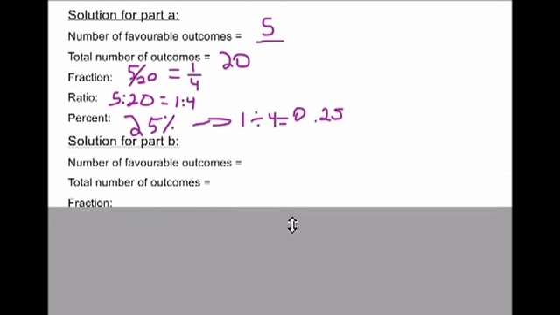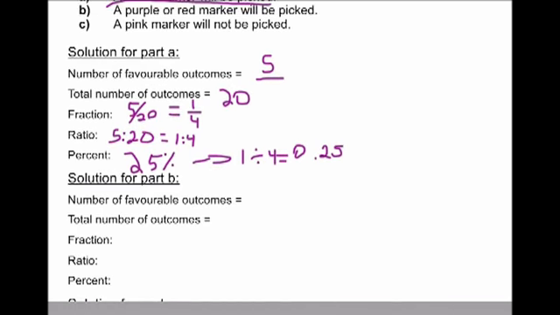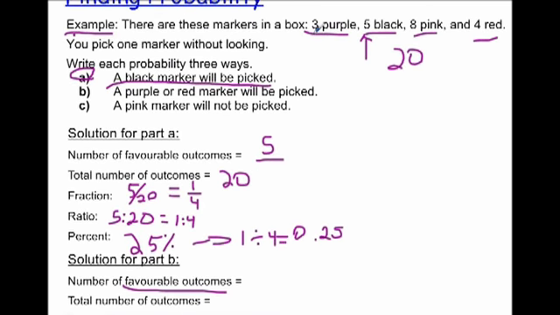So let's look at part B. We're going to do the exact same thing. So I need to scroll up again, sorry. Part B is a purple or a red marker. So we need to go and look at our favorable outcomes, purple or red. How many purple? 3 purple. And how many red? There are 4. So that gives us a value of 7.